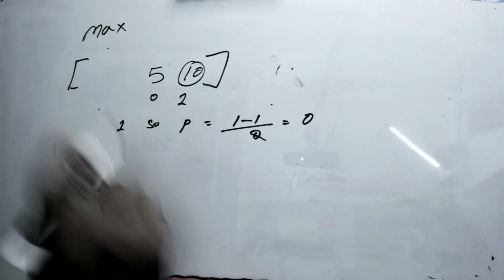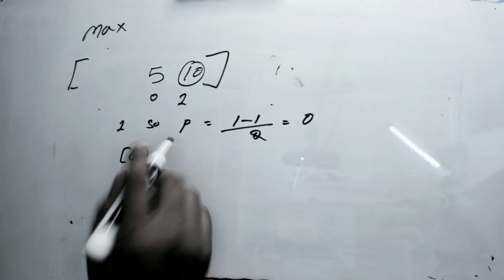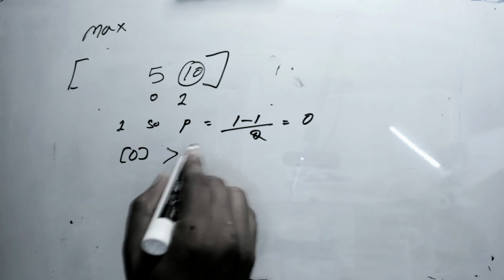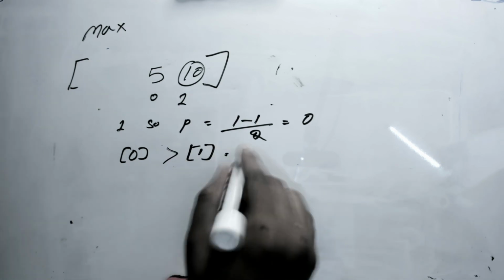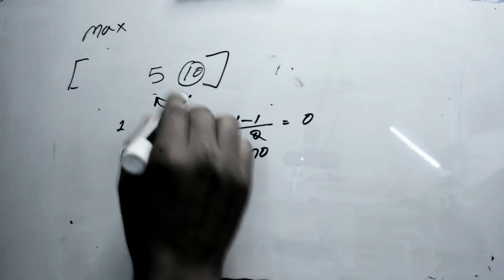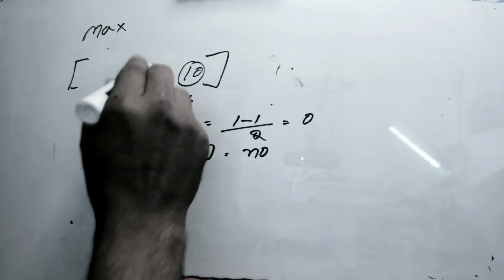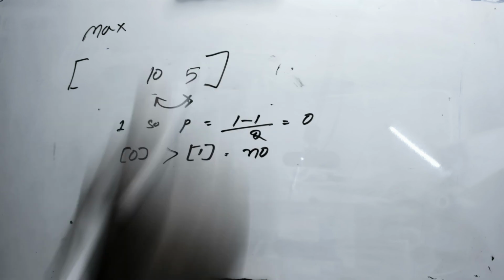So 0 is the parent. Now it will compare: is the 0th index greater than the current index, right? That is no. Then we have to swap it. So it will swap the items. Now 5 will become 10 and 10 will become 5.